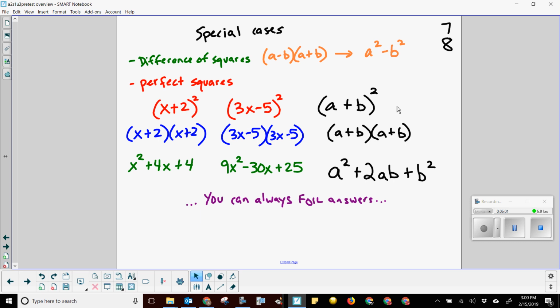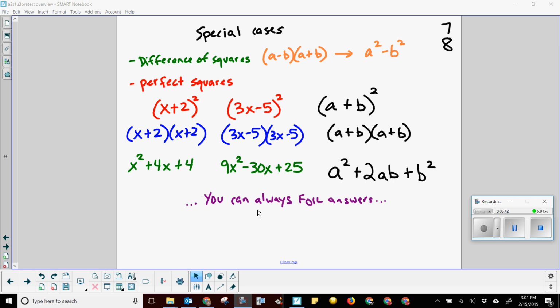With perfect squares, A plus B, and it's got this. Well, if you remember, something squared just means two of the same thing. So you could separate them and then FOIL, but you know that it's going to be A squared in front, B squared in back, and then you do A times B times 2 in the middle. So 3x, 3 squared is 9, x squared is x squared. Negative 5 times negative 5 is positive 25. And then 3 times negative 5 is negative 15, times 2 is negative 30.